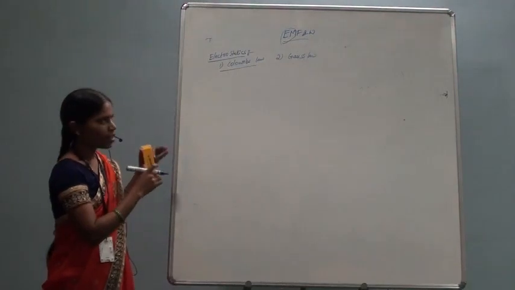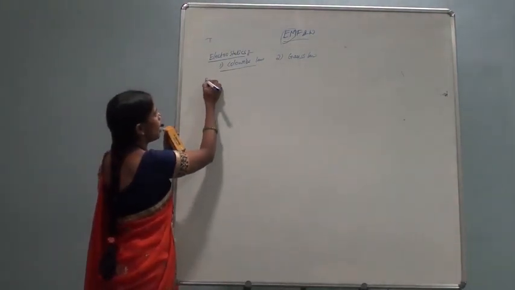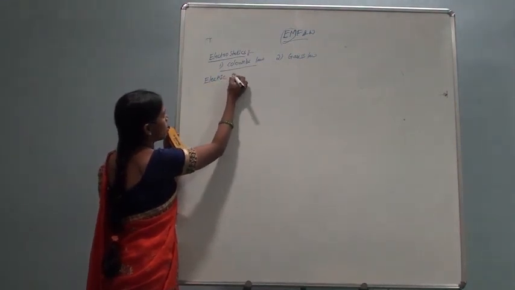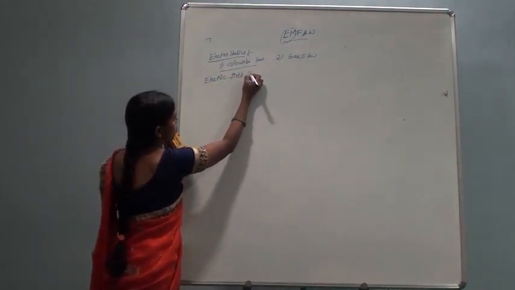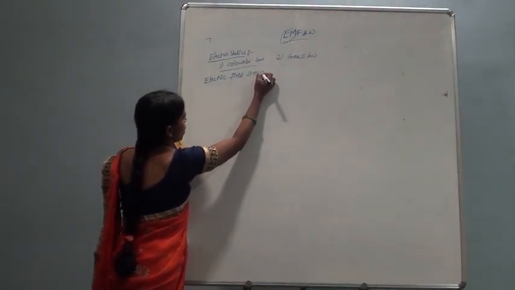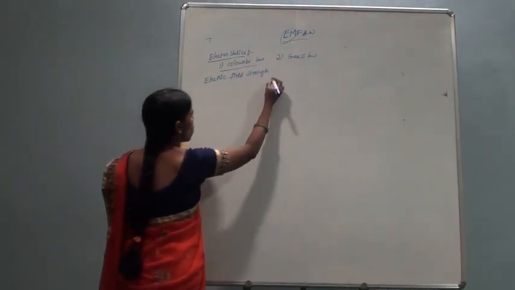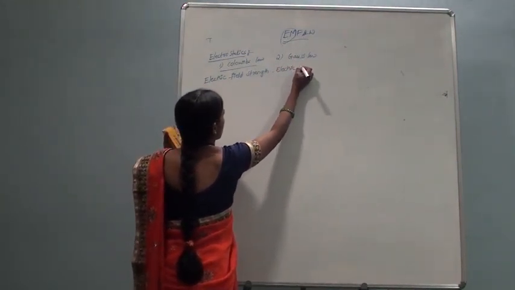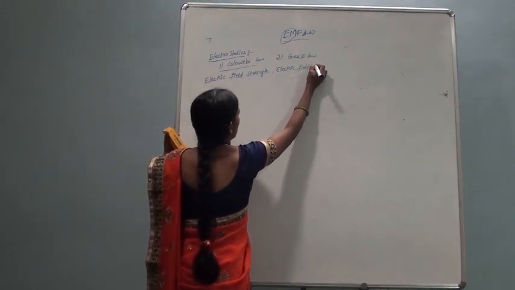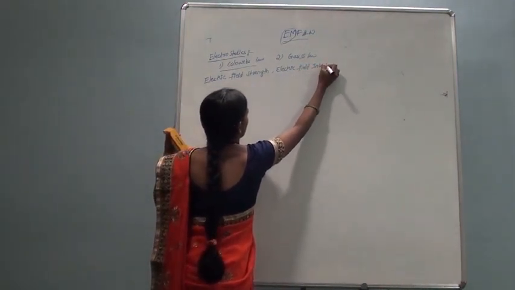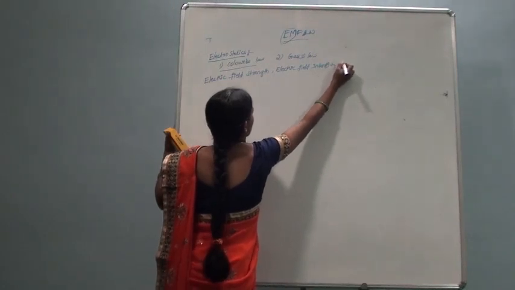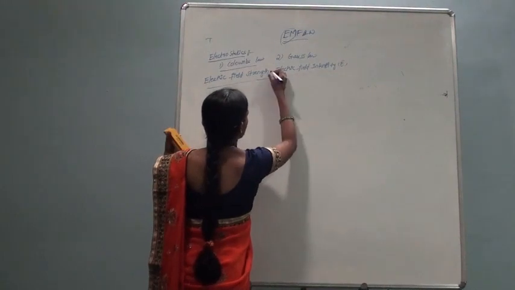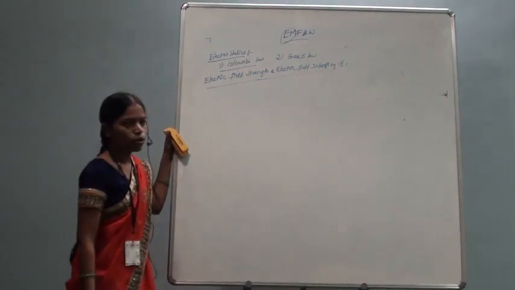So next let us define the electric field strength. Electric field strength, also called electric field intensity, is given by the letter E, denoted by E bar.